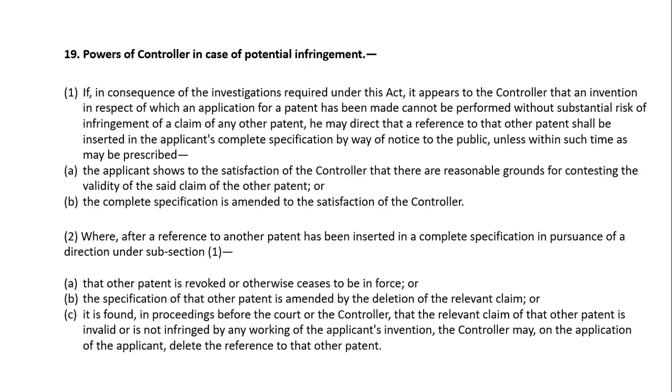Now subsection 2 says that where after a reference to another patent has been inserted in the complete specification in pursuance of a direction under subsection 1, that is, whatever you have mentioned in your application as a reference number, that this is the granted application and with reasonable grounds this is different from my invention, at that time there are 3 scenarios in which they will not consider it as infringement directly. A: the other patent is revoked or otherwise ceased to be in force, that is, that application does not exist anymore due to some reason, it is revoked or the annuity fees were not paid so it has ceased. In that case it will not count as infringement.